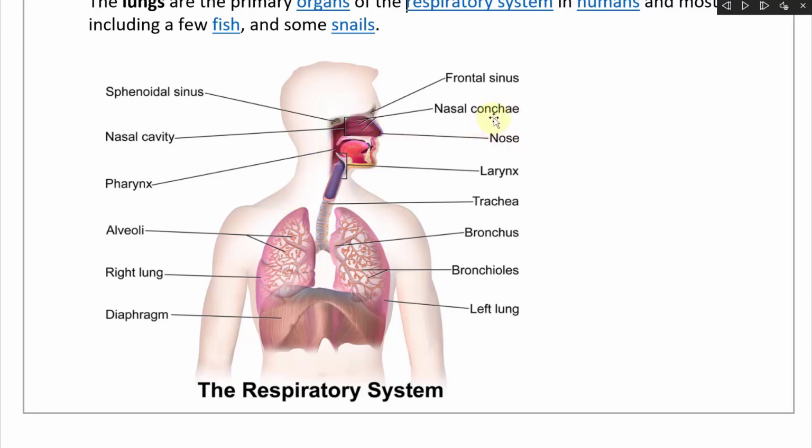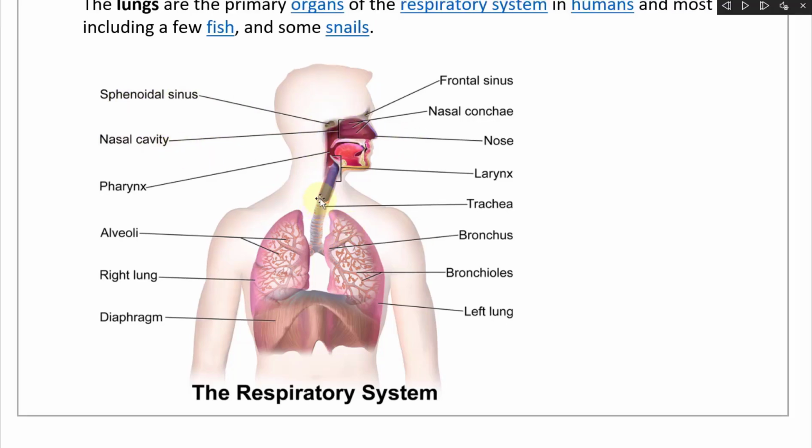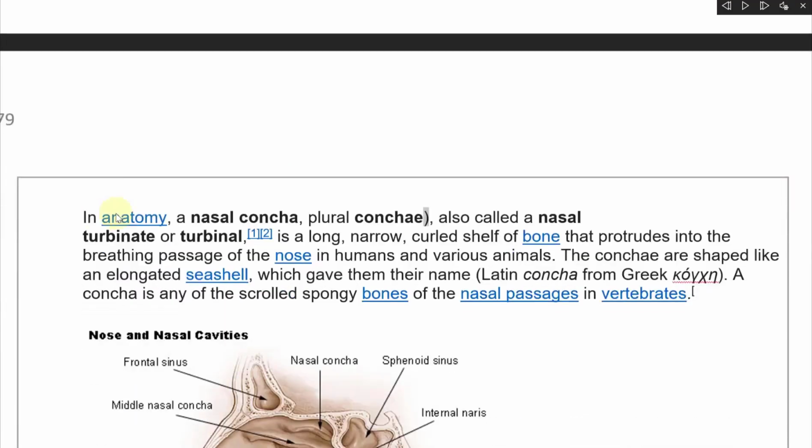There's a nasal conchae. There's a frontal sinus, and this is the back sinus right here, or this is the sphenoidal sinus, and there's a nasal cavity over there. And just a note here on this nasal conchae.